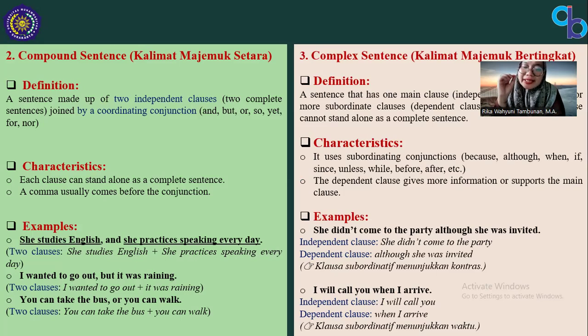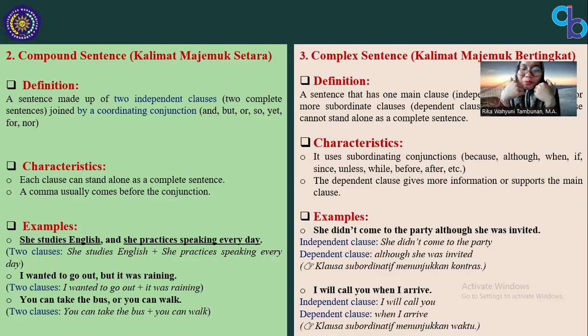The second part explains a contrast. She was invited, but she still didn't come. Understand? Yes. Thank you. Next we go to the second example. I will call you when I arrive. Which one is the main clause? I will call you. Which one is the dependent clause? When I arrive.